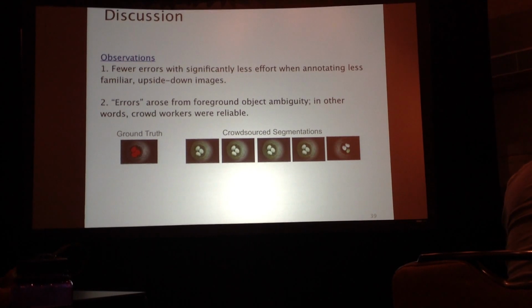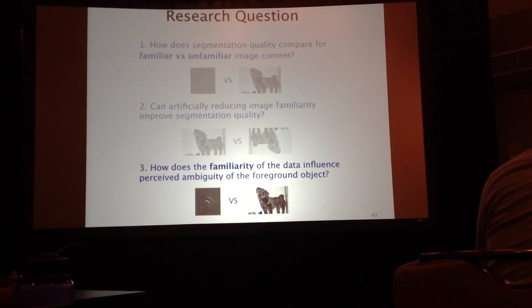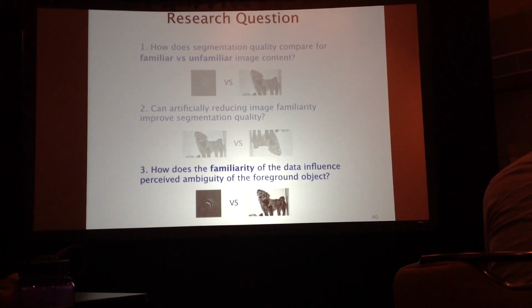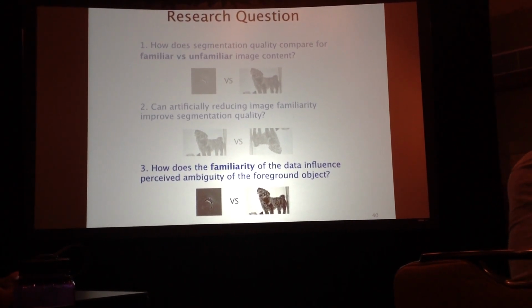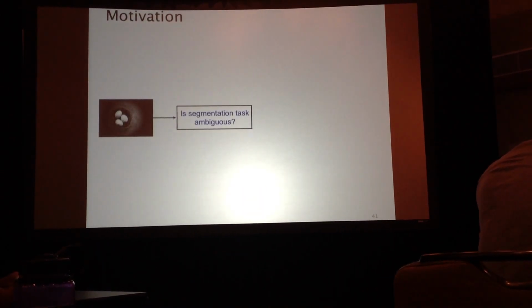So given that ambiguity is still a problem, this inspired the following research question, which is, how does the familiarity of the data influence perceived ambiguity of the foreground object? Let me paint a picture of why this is a compelling question.